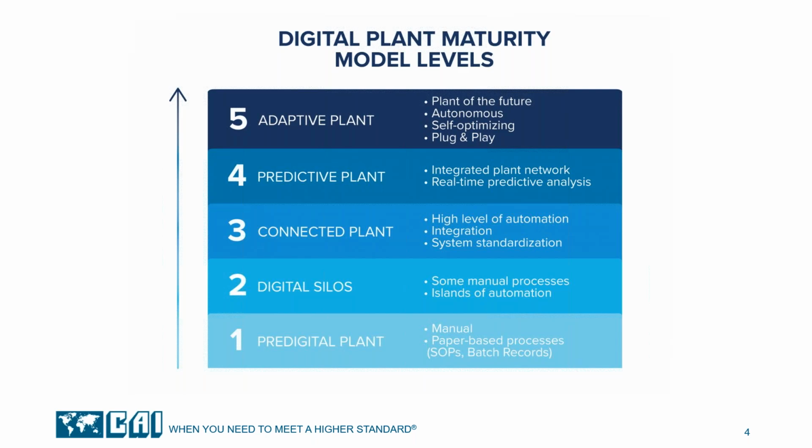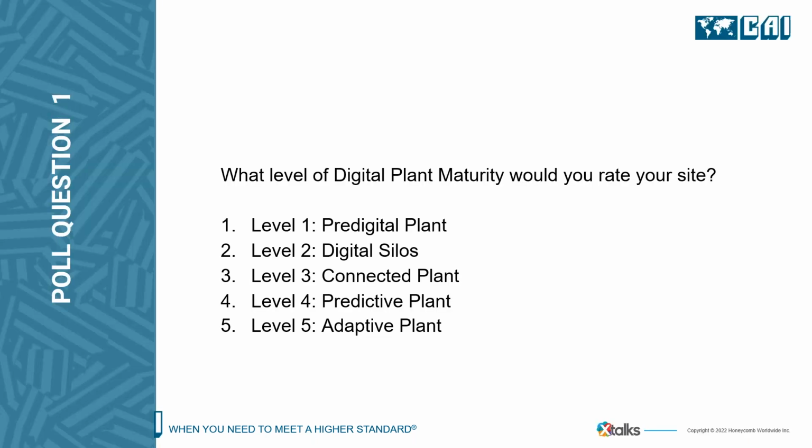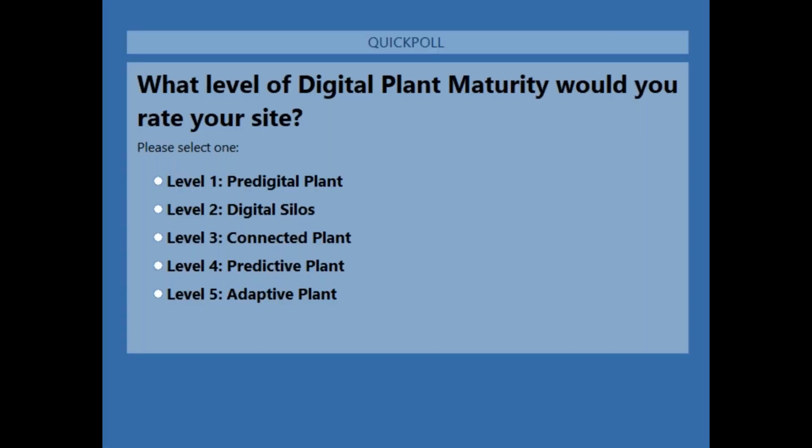So with this, Sonia, I'm going to hand it over to you for our first poll question for the group. Okay, thank you very much, Nick. Yes, it's our first poll question, and I'm launching it now. Audience members, this question is done in real time, so your participation is strongly encouraged and very much appreciated. Please pick whichever one is best suited for you. The question is, what level of digital plant maturity would you rate your site? You have 5 options. Level 1, pre-digital plant. Level 2, digital silos. Level 3, connected plant. Level 4, predictive plant, or level 5, adaptive plant. So please go ahead and cast your votes. I'll give you a few more seconds to complete this first poll question.